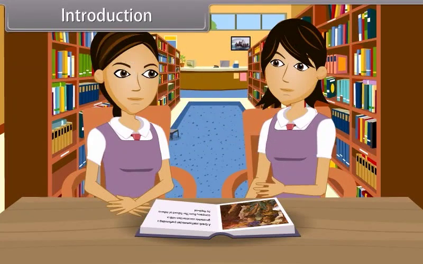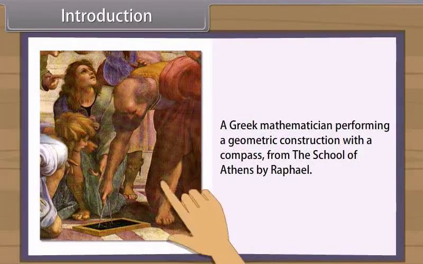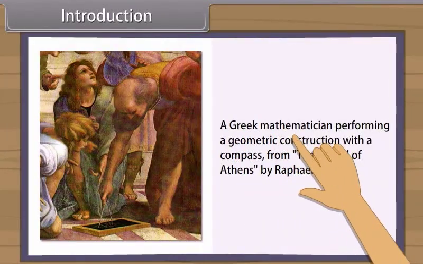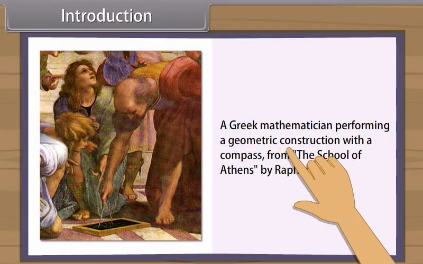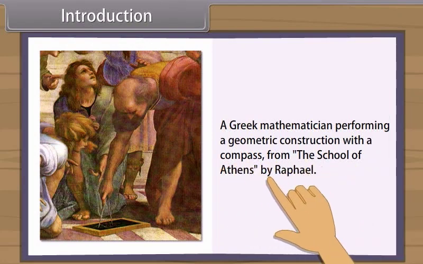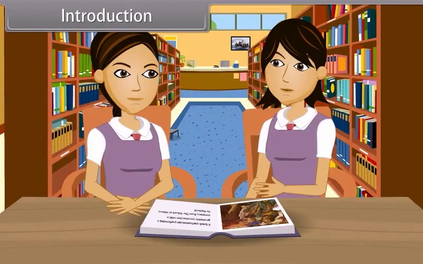Introduction. Hey, look at this picture. A Greek mathematician performing a geometric construction with a compass, from the School of Athens by Raphael. Do you know how geometry originated? It appears to have originated from the need for measuring land. You know, today our teacher is going to teach us a different form of geometry. What is that?